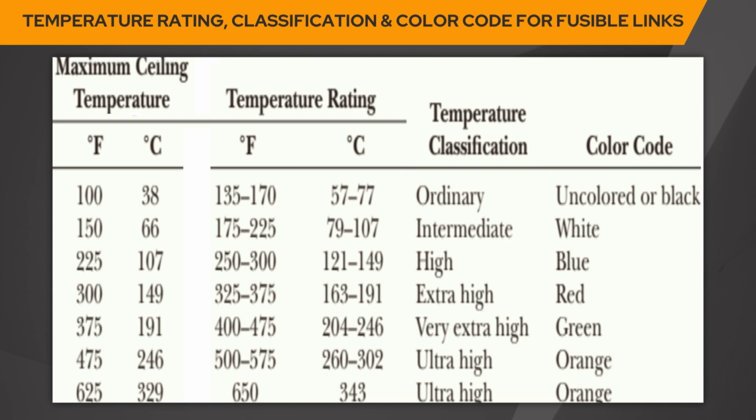If the maximum ceiling temperature is 191 degrees centigrade, then the temperature rating shall be 204 to 246 degrees centigrade, and it is classified as very extra high temperature, and the color shall be green.